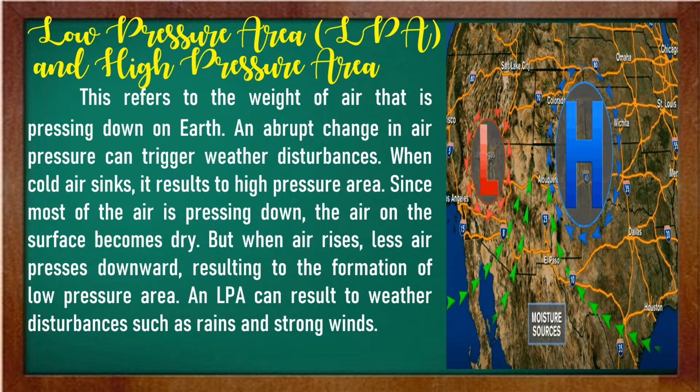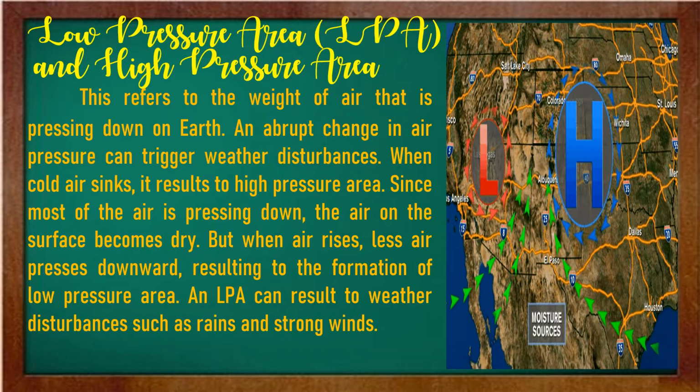Low pressure area or LPA and high pressure area or HPA. This refers to the weight of air that is pressing down on Earth. An abrupt change in air pressure can trigger weather disturbances. When cold air sinks, it results in a high pressure area. Since most of the air is pressing down, the air on the surface becomes dry. But when air rises, less air presses downward, resulting in the formation of a low pressure area. An LPA can result in weather disturbances such as rains and strong winds.